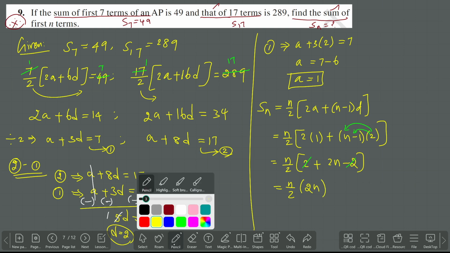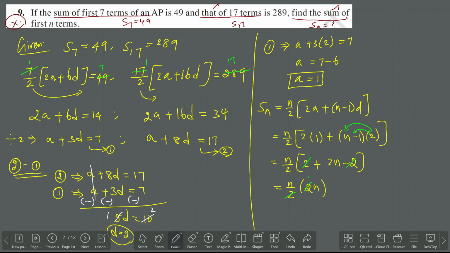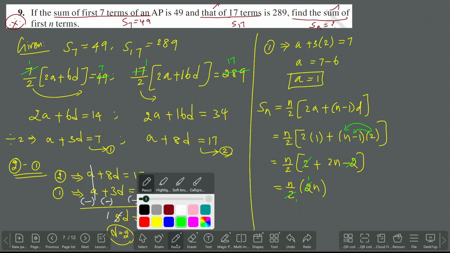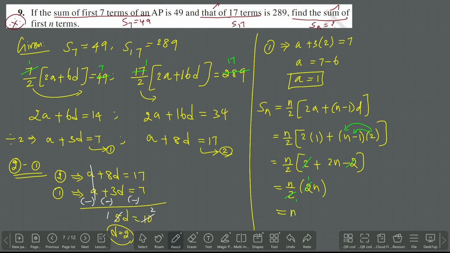What is possible to cancel? 2 one time, 2 one time, cancel. Then n into n, n square. Then the sum of first n terms of the AP is n square. That's it. Sum of first n terms of the AP is what? n square.